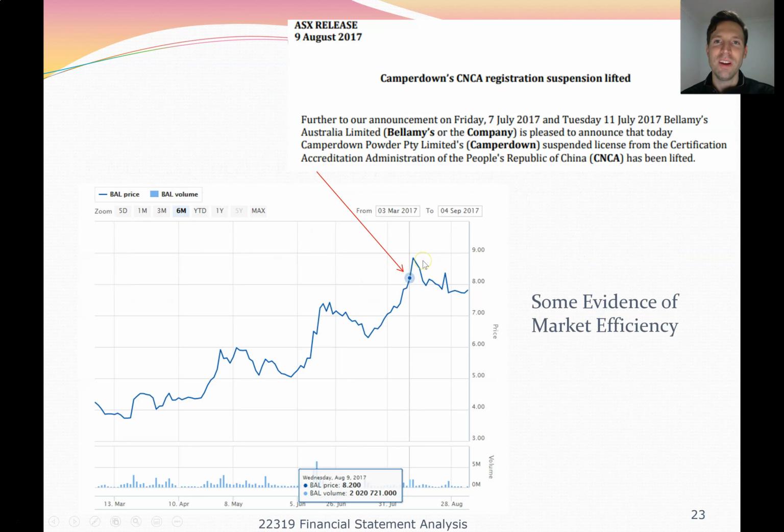This is an example of an announcement on the ASX. When news gets released to the market, it was good news that for Bellamy's, one of their restrictions on trading in China had been removed. The stock price immediately jumped up on that day. So new information to the market, share price quickly jumps up from that information.